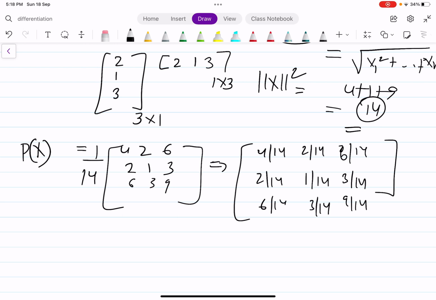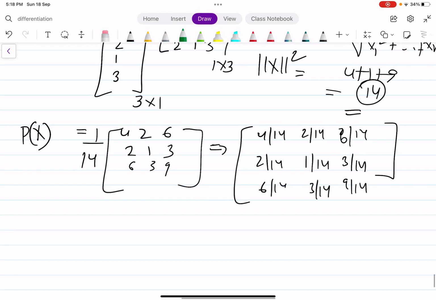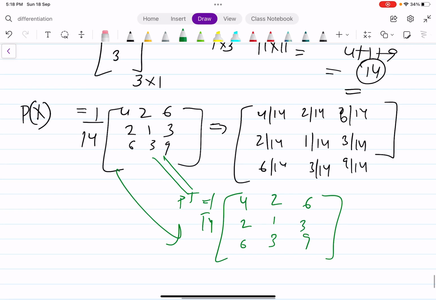Alright, now let's check up the properties. The first property that we have here is the symmetric part. Let's get the transpose. So P transpose. So make the rows into columns. This is 4, this is 2, this is 6. I am not multiplying by 14. I am just taking it like this because multiplying by 14 will make no difference. So 1 by 14 I am taking outside only, just to make things easy for illustration. 2, 1, 3 and 6, 3, 9. And you see indeed that the transpose of the matrix and the matrix itself are same.